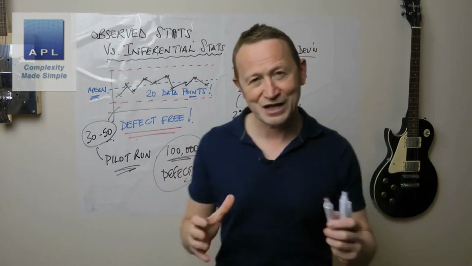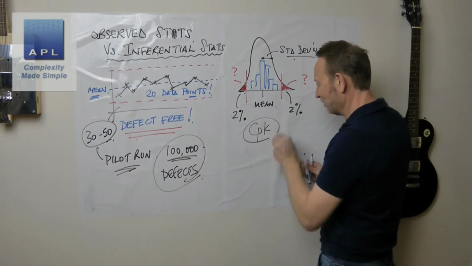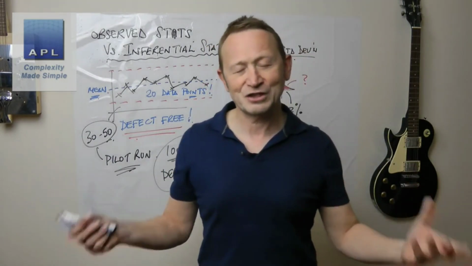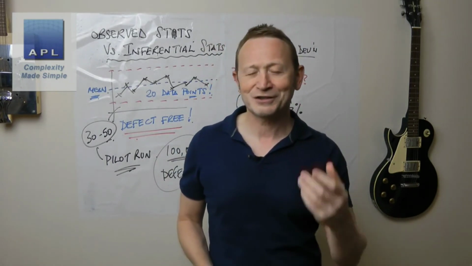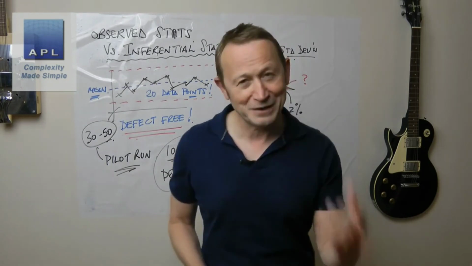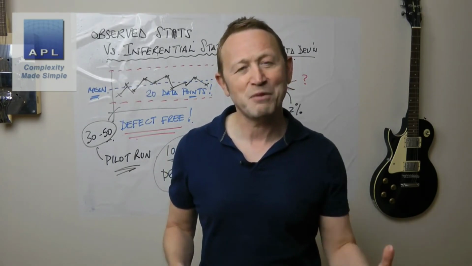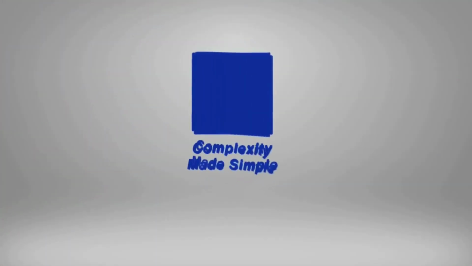Use the mean and the standard deviation, and of course what this really is, it crops up in CPK calculations. So CPK calculations are using inferential statistics. Use inferential statistics and you will make better business decisions, and you will make piles and piles of cash.